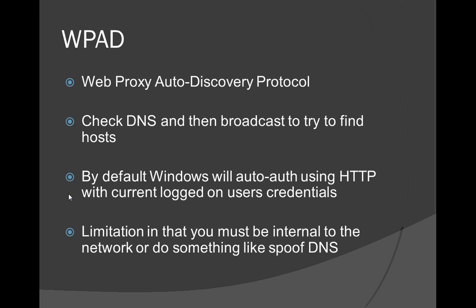So some of the attack methods, like how you actually get this to work: the first one that he talks about is WPAD, or Web Proxy Auto Discovery Protocol. This protocol, if you set it up on the SMB server, will check DNS and then also broadcast to the network to try to find hosts. And if they're Windows hosts, it will auto auth using HTTP with the current logged on user's credentials. The limitation is that you actually need to be on the network or do something like spoofing DNS.